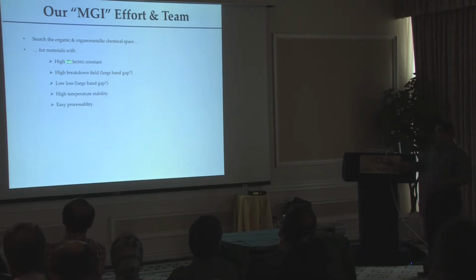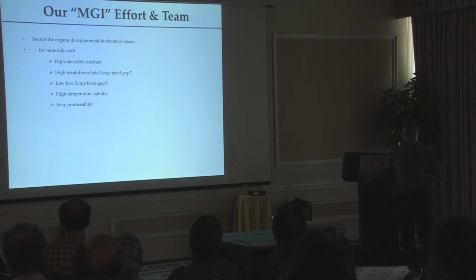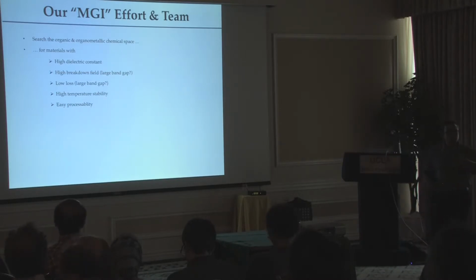Right? The first one we know how to calculate. Breakdown field is a tough one. I'll talk about it at the very end of my talk. The loss we actually don't know how to calculate. So we are going to cheat a little bit. We are going to use the band gap as a proxy for breakdown field and loss. Turns out that there is empirical evidence that the band gap is directly correlated with the breakdown field. And likewise, the band gap is inversely correlated with the loss. Higher the band gap, lower the loss. And so, two properties, the dielectric constant and band gap, to screen and search.